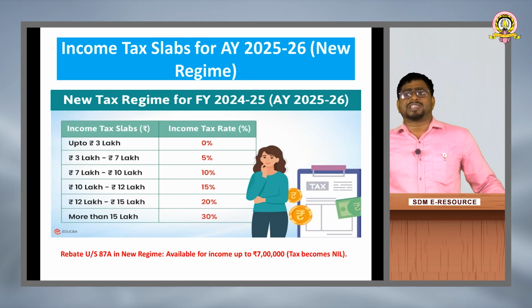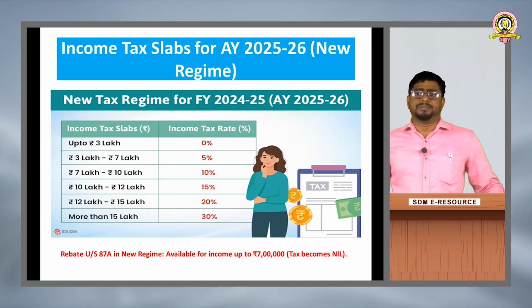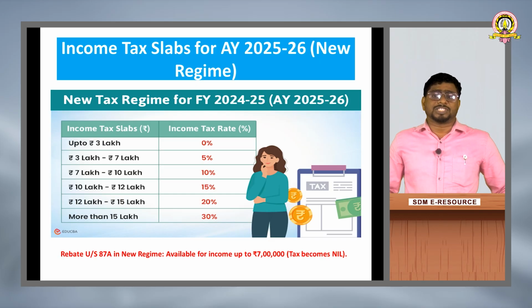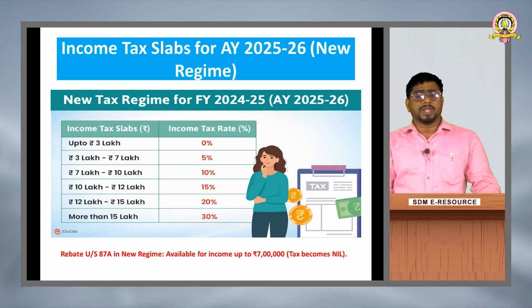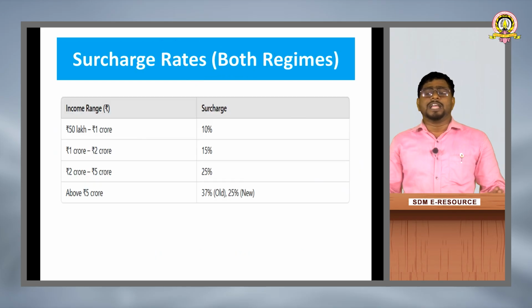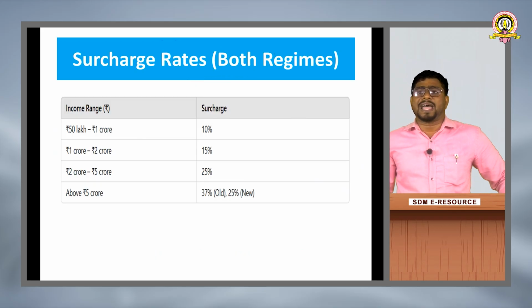Next one is income tax slab for the assessment year 2025-26 as per the new tax regime. Here first 3 lakh they need not pay any tax, 3 lakhs to 7 lakh 5%, 7 lakhs to 10 lakh 10%, 10 lakhs to 12 lakh 15%, 12 lakhs to 15 lakh 20%, and 15 lakh and above 30% they have to pay. But there is a rebate or relief under section 87A in new regime available for the income up to rupees 7 lakh. That means income up to 7 lakh rupees, absolutely there is no tax at all.